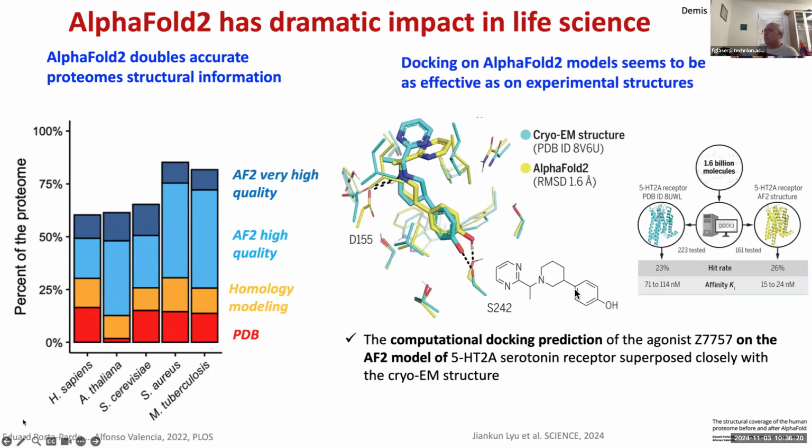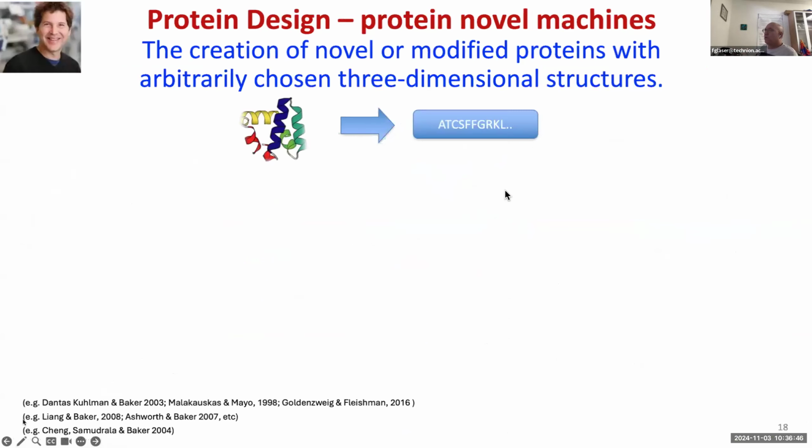Another example of how good AlphaFold is: docking can now be done on AlphaFold models as well as on experimental structures, or very close to it. Here we have an example of an agonist docked onto the model and the cryo-EM structure, in cyan, of the serotonin receptor, and they basically gave the same result. So really dramatic impact. Now, a few minutes I want to devote to protein design.